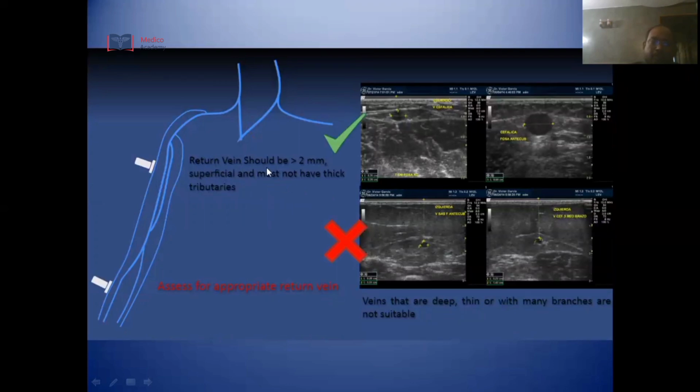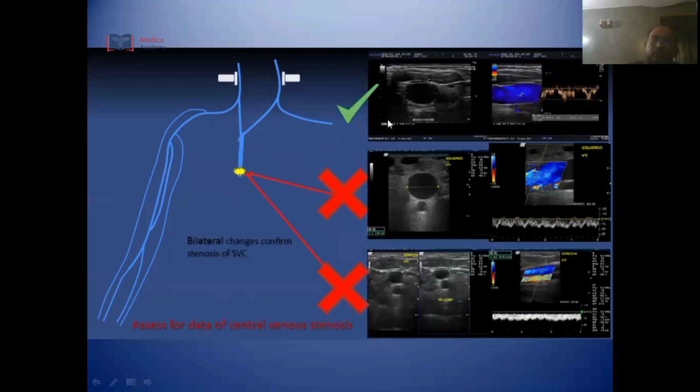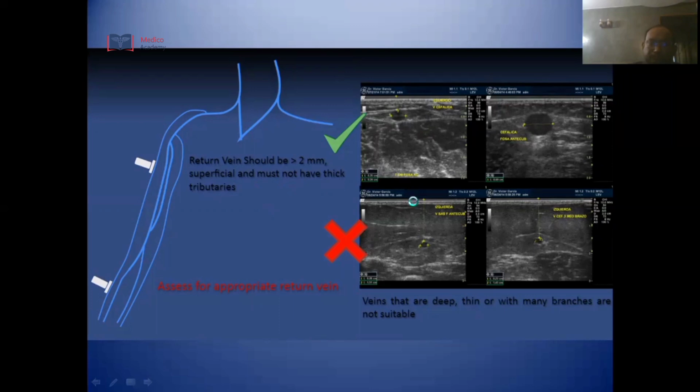The return vein should be more than 2 mm, as I told, superficial and must not be thick; they should not have thick tributaries. So this is appropriate. When the veins are deeper, thin, and with many branches, they are not suitable for fistula creation. So if the bilateral changes are present, they do confirm the internal jugular vein thrombosis.